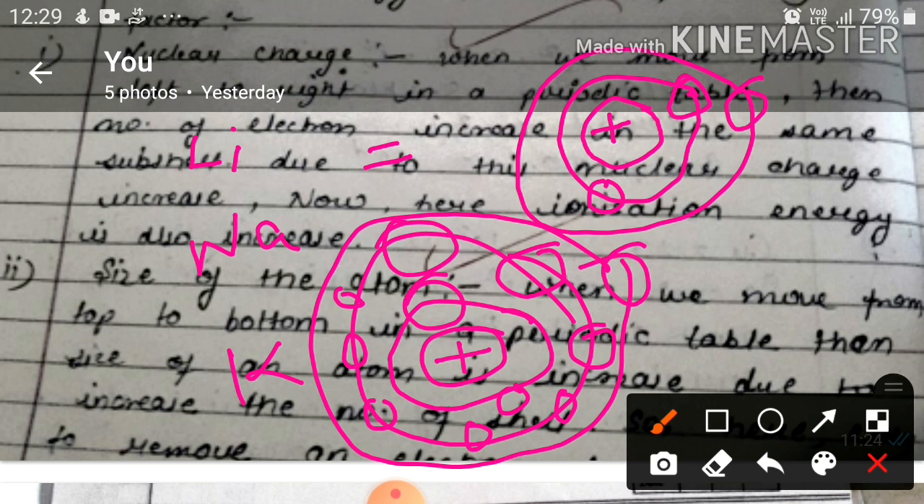When we count here, the number of shells is 2, but in case of sodium the number of shells is 3, and so on. In case of potassium the number of shells is 4. When we move from top to bottom, the number of shells increases. Due to this, the size of the atom increases and the outermost shell is far from the nucleus. Due to this, it is very easy to remove an electron from the outermost shell. So here, ionization energy decreases when we move from top to bottom.